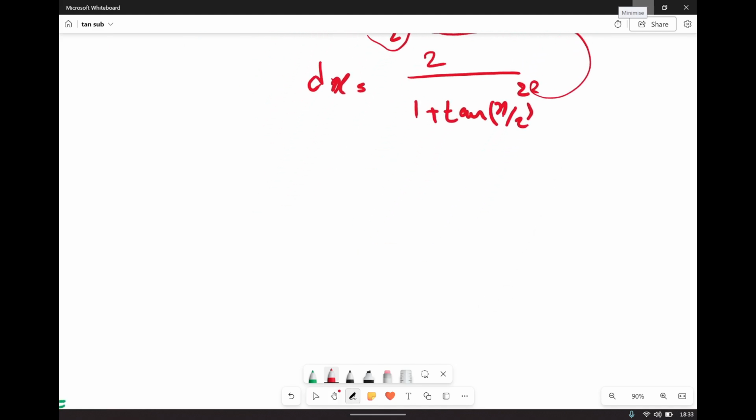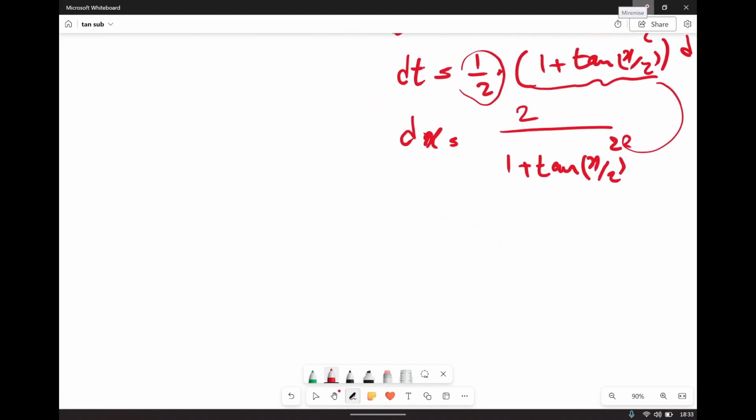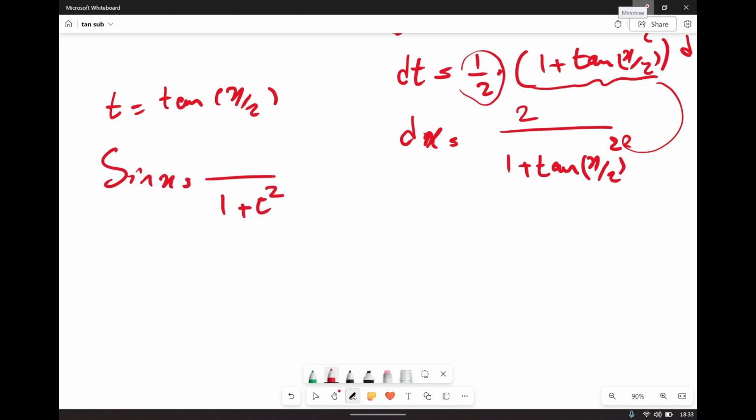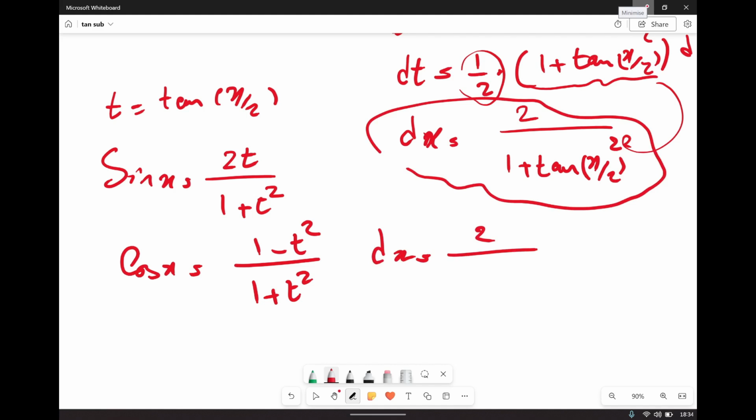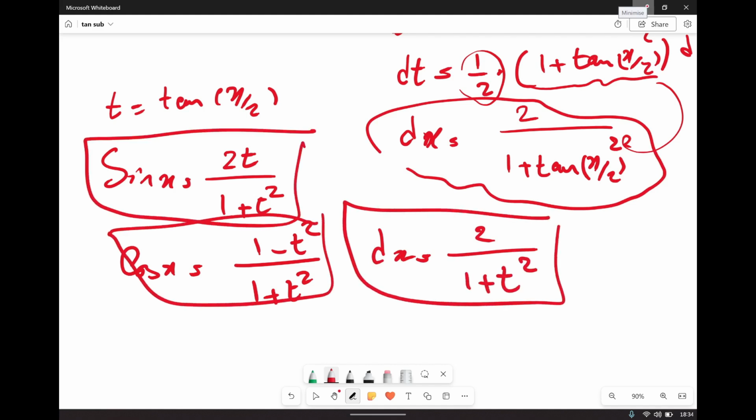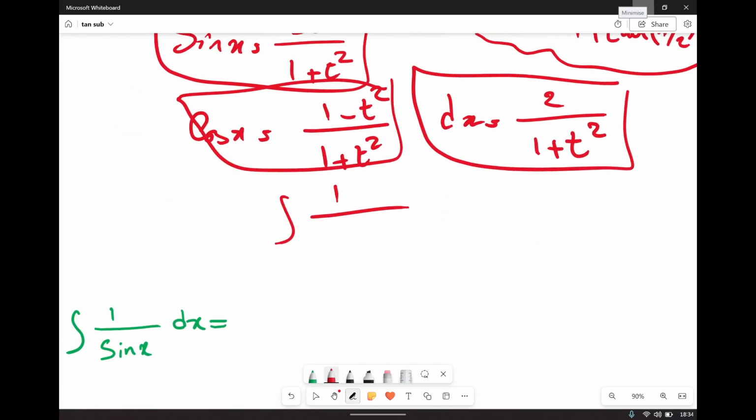Okay guys, let's summarize our notes. In this formula we substitute t by tangent x over 2, yes? Therefore sine x, after calculation, we achieve 2t over 1 plus t squared. And for cosine x, we achieve 1 minus t squared over 1 plus t squared. Exactly dx is 2 over 1 plus t squared dt.